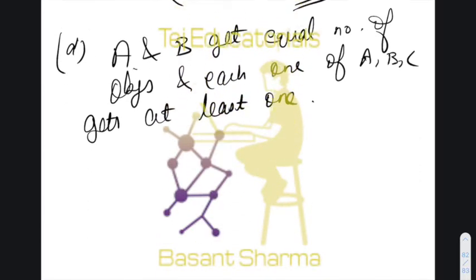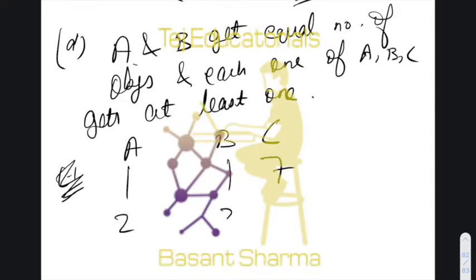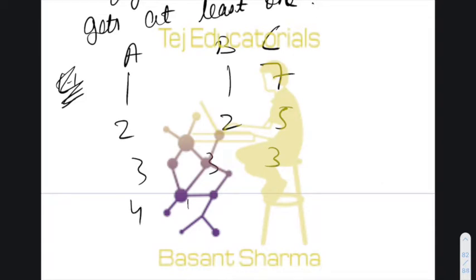Okay, now D part. A and B get equal number of objects and each one of A, B, C gets at least 1. So case 1 can be, okay, A, B, C. So suppose, what are the possible distributions that you can have? A can get 1, B can get 1, C can get 7. Then 2, 2, 5, 3, 3, 3 and 4, 4, 1. All right.